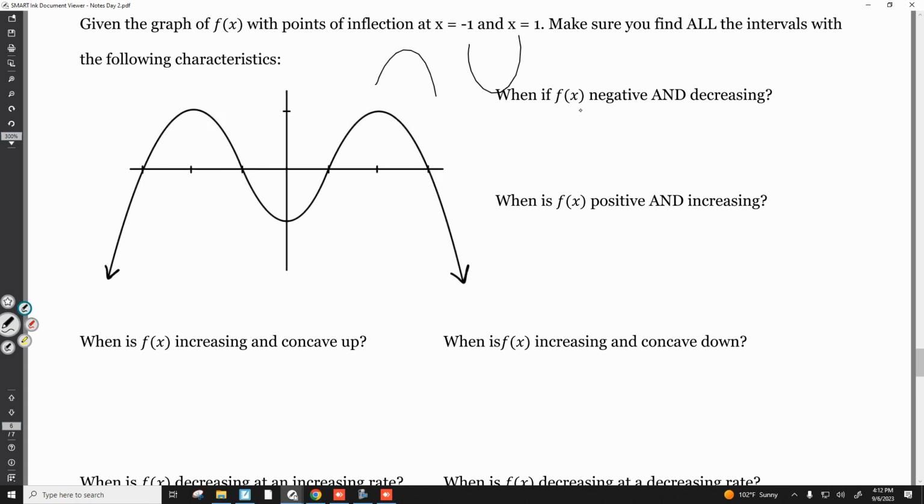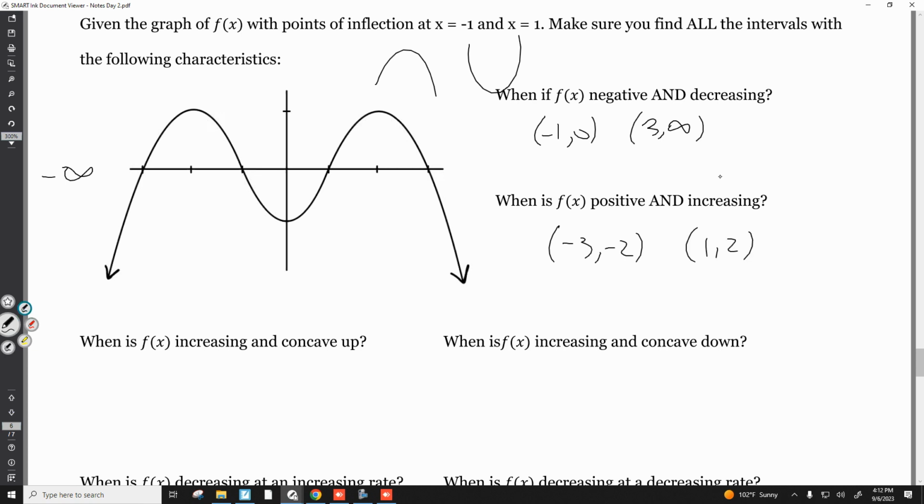All right, combining things, when is F negative and decreasing? Negative and going down. So remember, going up, going down. That's -1 to 0, 3 to infinity. When is F positive and increasing? I'm above the x-axis and going up. That's -3 to -2, 1 to 2.